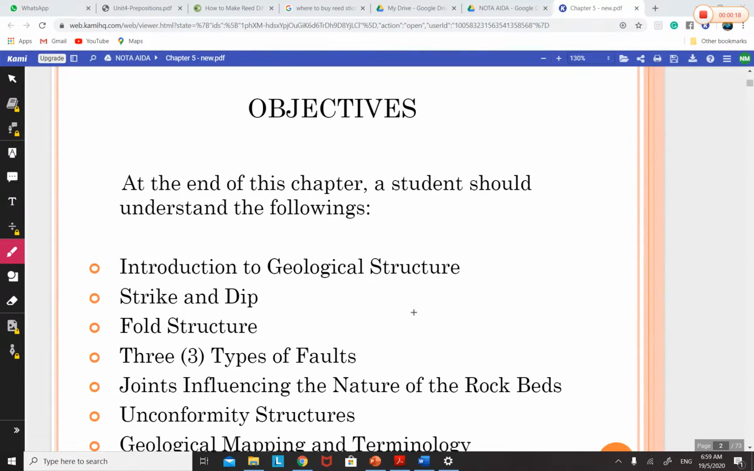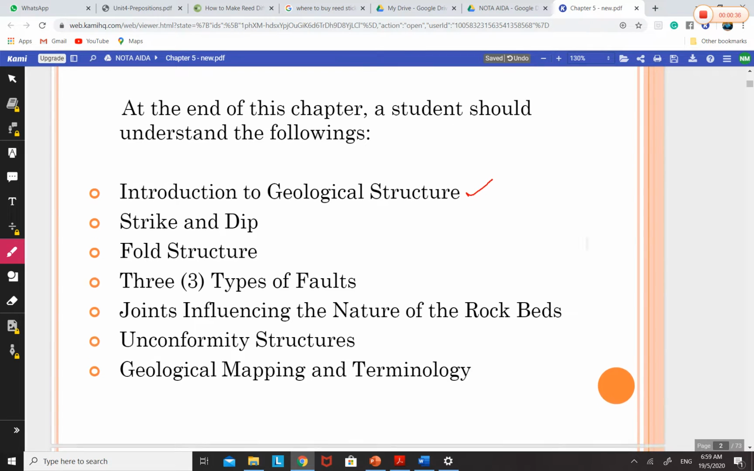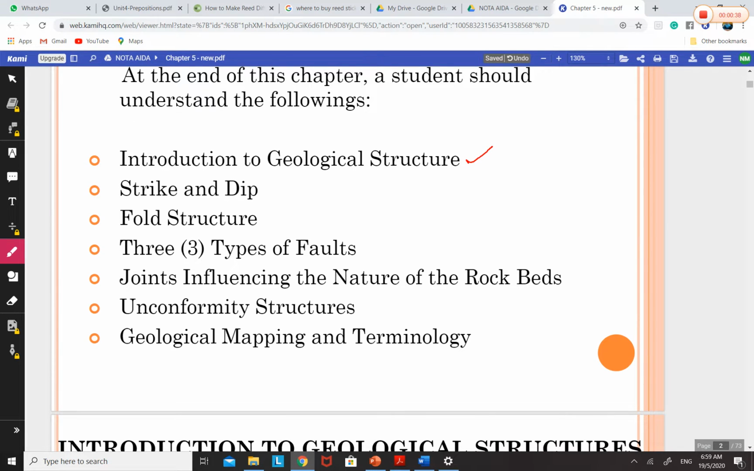So at the end of this chapter, the students should understand the following. There are a few terms that we need to understand. A little bit on the introduction to geological structure, and then strike and dip. What is strike and dip? The fold structures, and then faults. And kita nak tengok folds, faults, joints, and unconformity structures, and also the geological mapping and terminology.